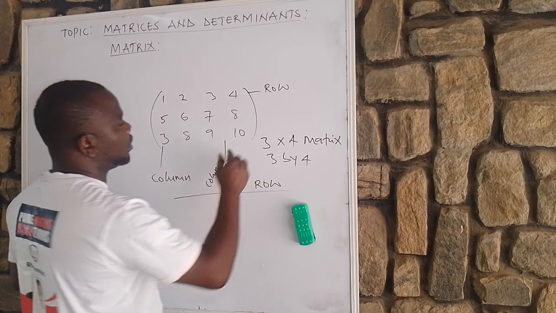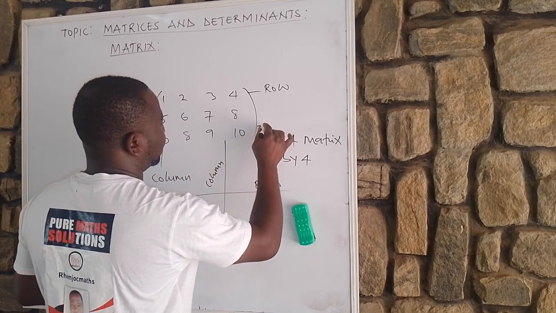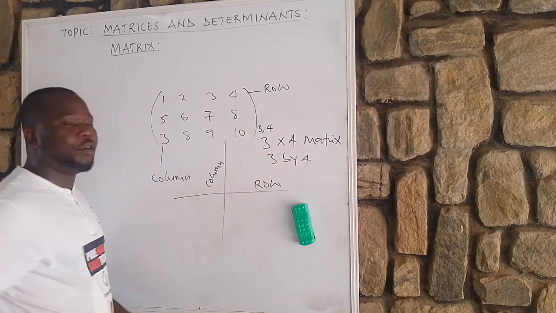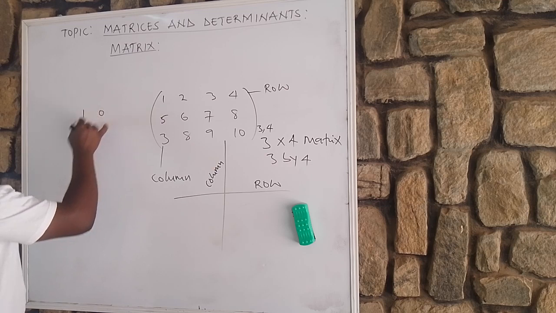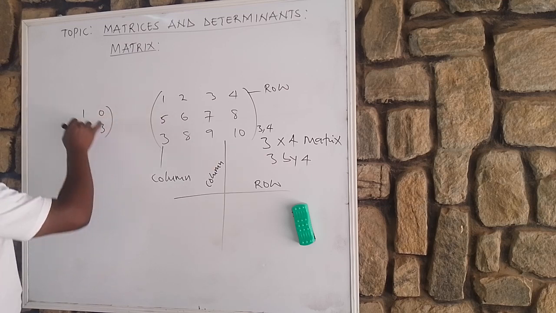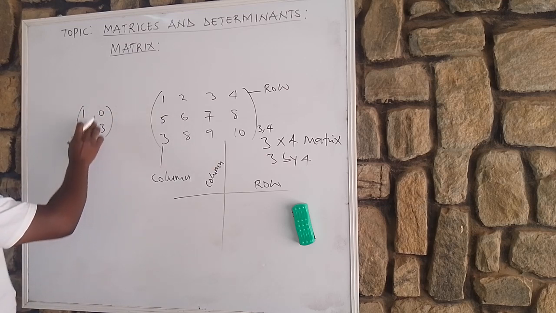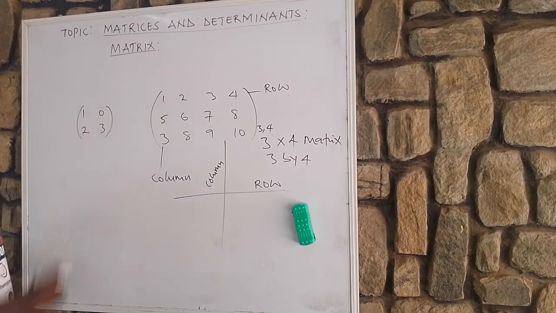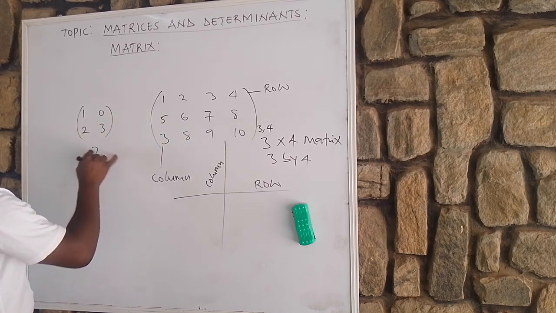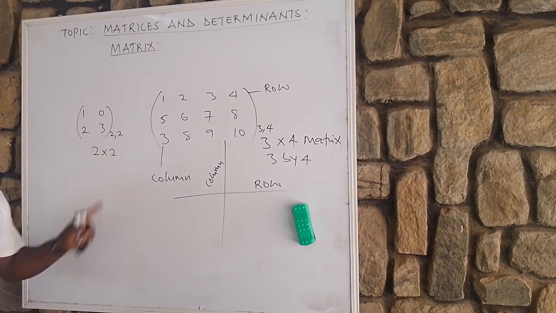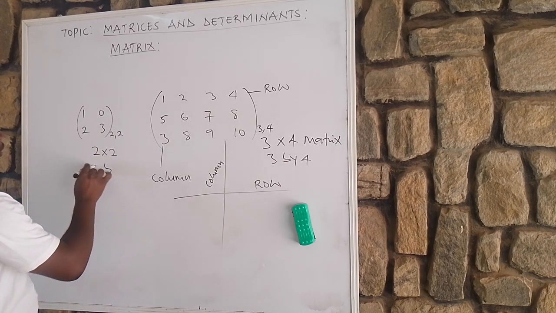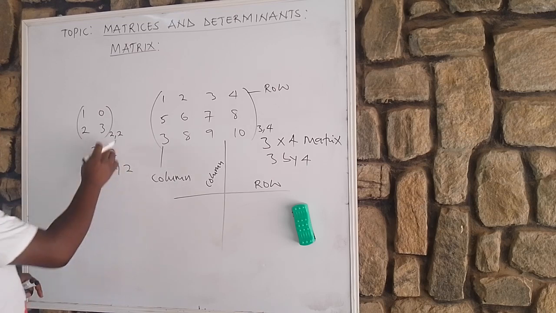But sometimes they can even write it like this. It implies 3 by 4. So take note. What if you have a matrix of this form? This is called 2 by 2. The rows and the columns are equal. So this is known as a 2 by 2 matrix, or 2, 2, or 2 by 2, whichever way.